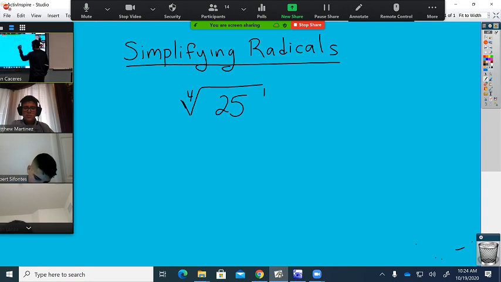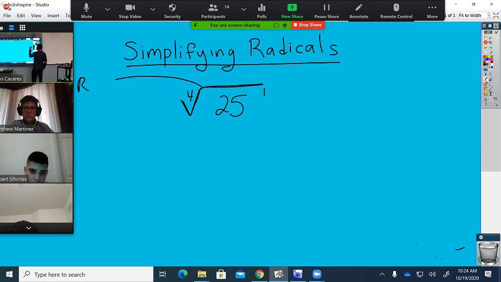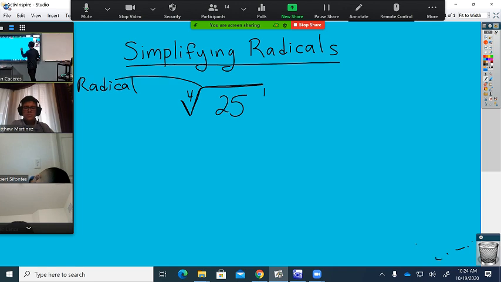Now, this symbol right here is called a radical. Sometimes it has different names, but it can always be called a radical. This symbol right here that I made darker, the square root of these things.